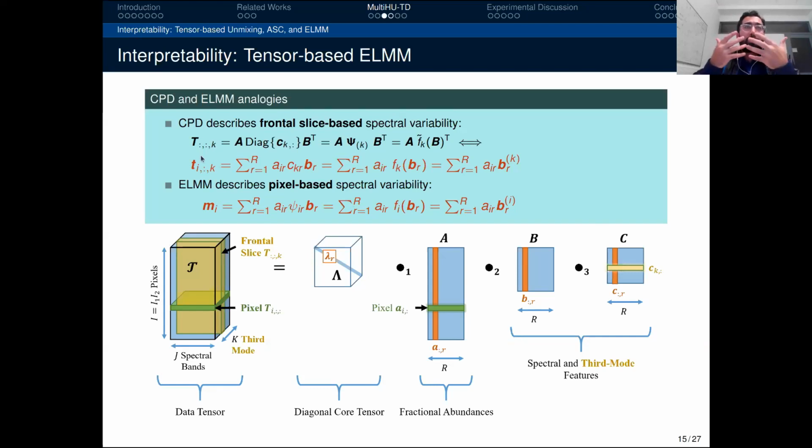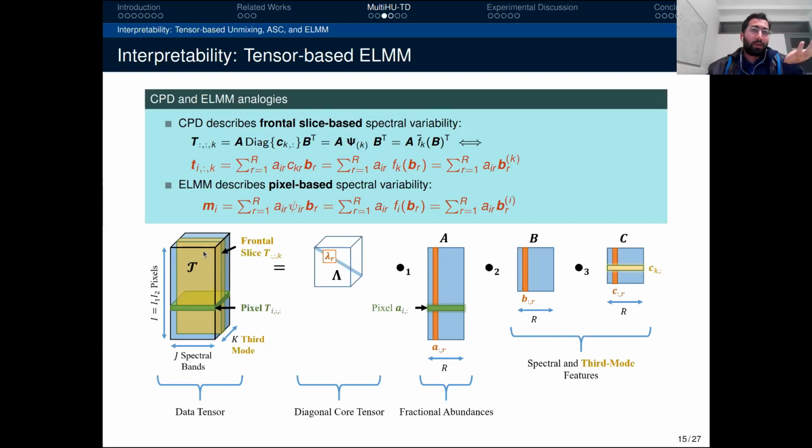So here the point is to draw the link between CPD and ELMM. What we saw in ELMM is that it is a pixel-based spectral variability degree of freedom. So for each pixel, we impose some degrees of freedom by the same number of vectors of n numbers and the same number of pixels. And the CPD is naturally based on the frontal slices. So for each frontal slice, or for each hyperspectral image or a variant of it, we have just one vector that represents these variations or these degrees of freedom. And on the other hand, in ELMM, for each pixel, we have this kind of vector.